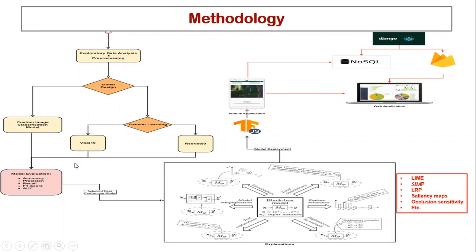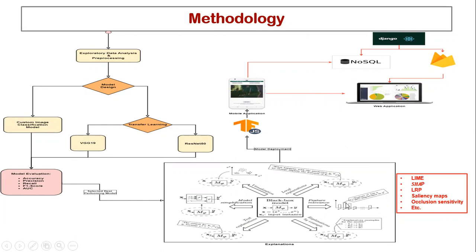custom image classification model, and also we shall use transfer learning with VGG19 and ResNet 50 to design two other models. Then we shall evaluate the performance of these models based on accuracy, precision, recall, F1 score, and the area under the curve. After that, we shall select the best performing model based on these evaluation metrics, and we shall use it for model explainability.